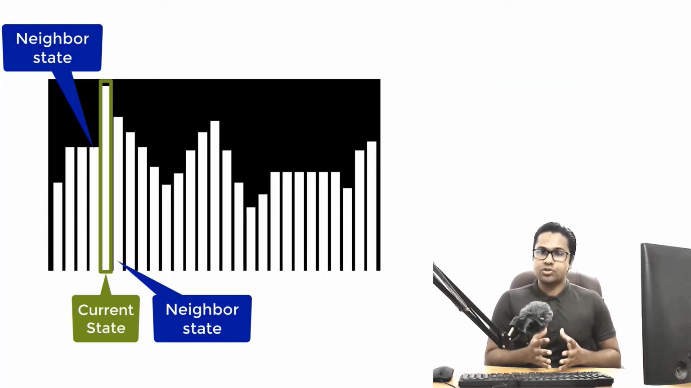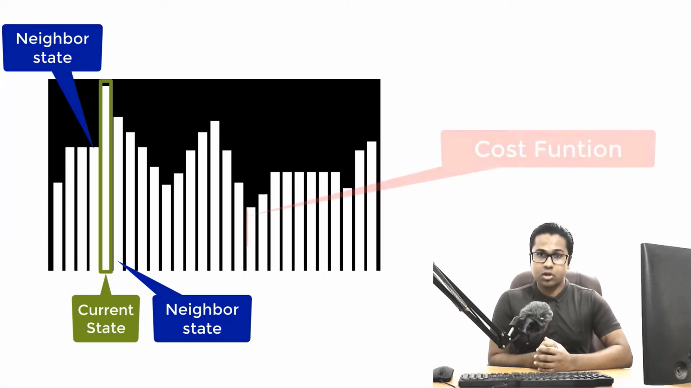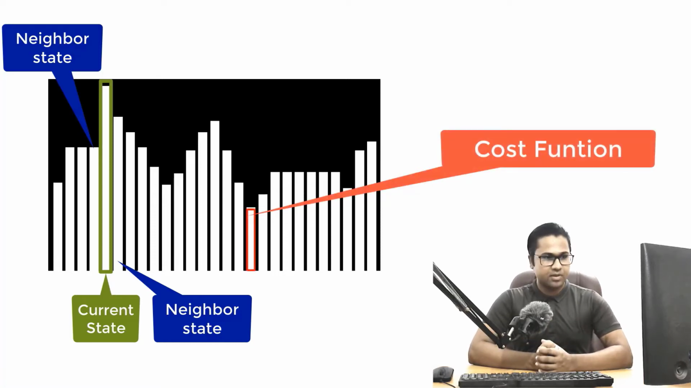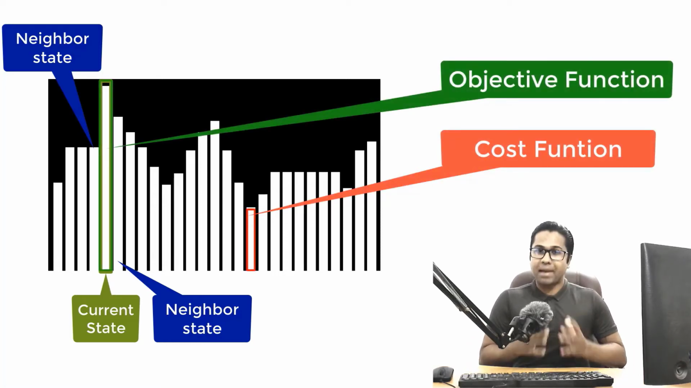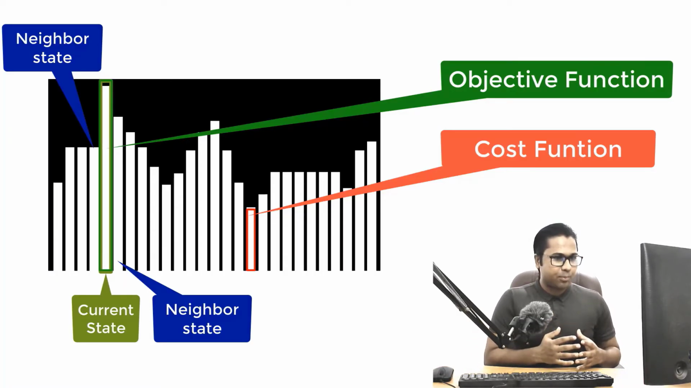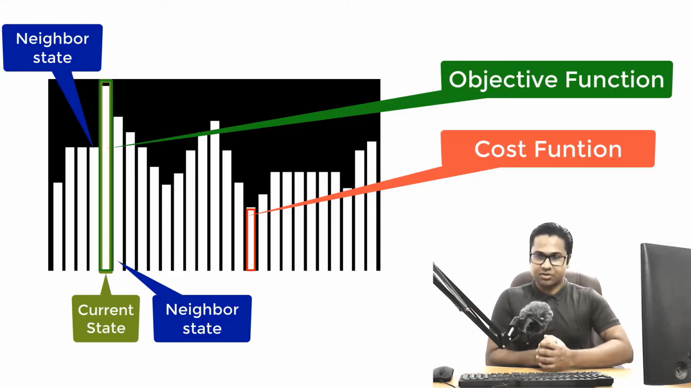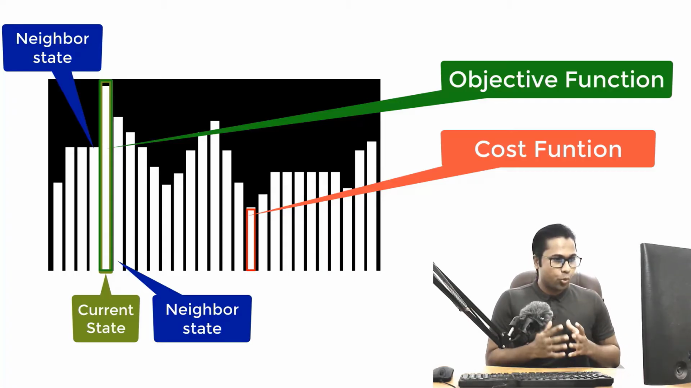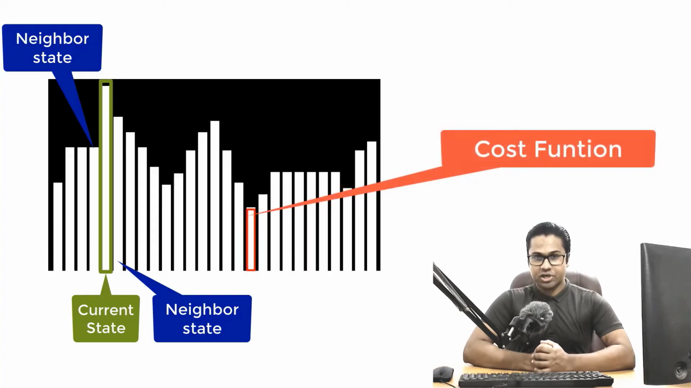The function that looks for the minimum value is called the cost function, and the function that looks for the maximum value is called the objective function. In our example, we are trying to minimize the value. That means we will use the cost function.